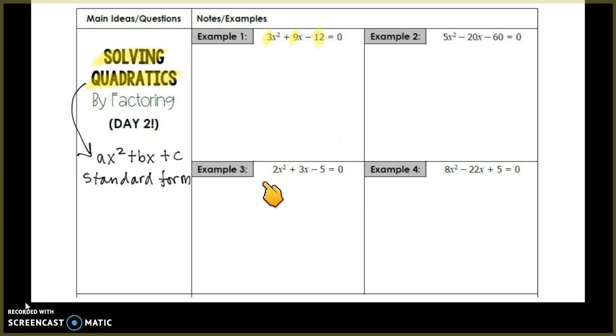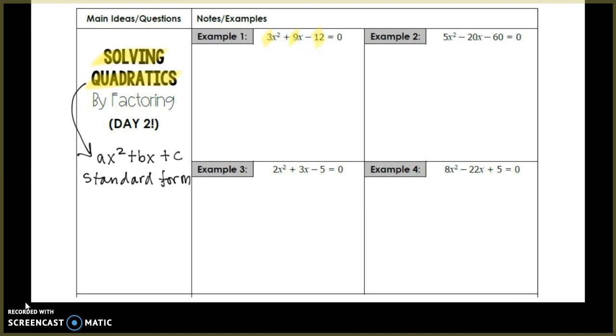If you look at example 3, 2, 3, and 5, they don't have a number in common, so we can use the slip and slide method here without an issue. Also in example 4, 8, 22, and 5, they don't have a number in common, so we can use the slip and slide method here without any issue. But when we have a quadratic equation where the 3 numbers in the equation have a value in common, we have to first take that value out before we can use the slip and slide method.